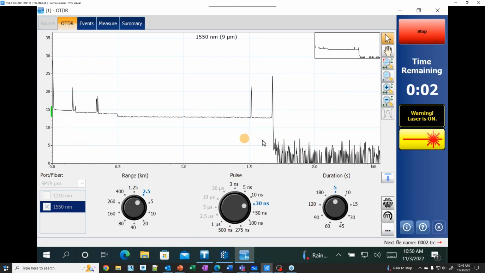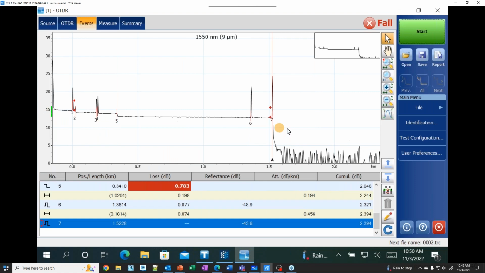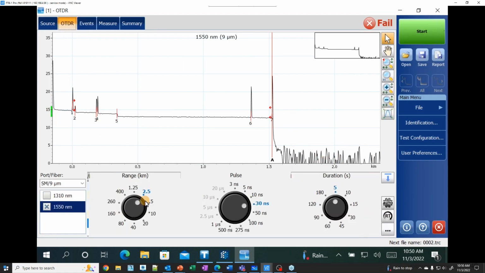And it says, you know what? I like 2.5 kilometers at 30 nanoseconds. Nice and clean. I see the noise floor. I see the end of fiber. So I'm happy with my range, right? And I want the end of my fiber here.